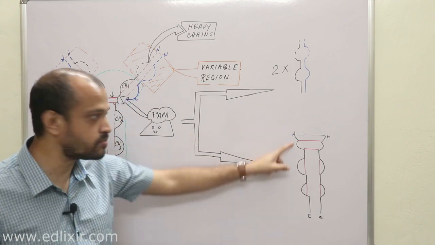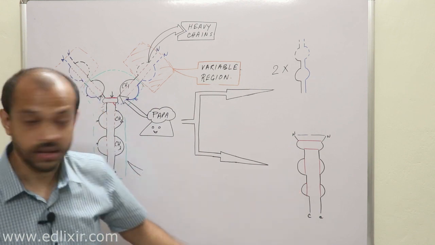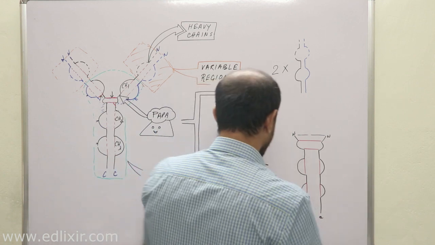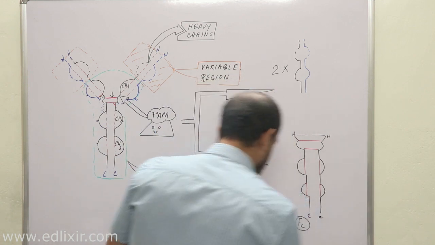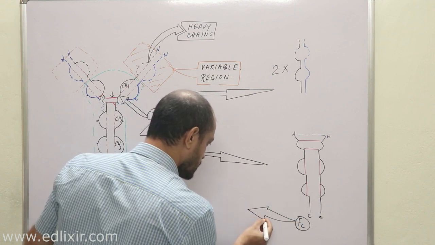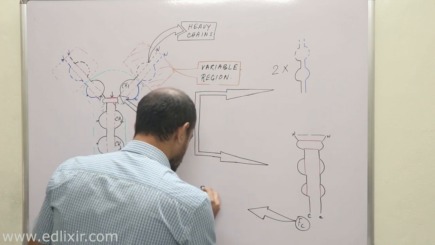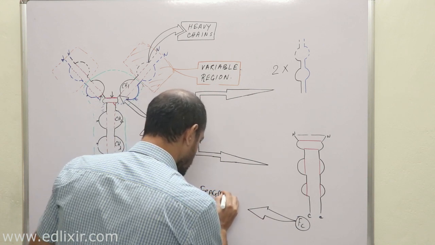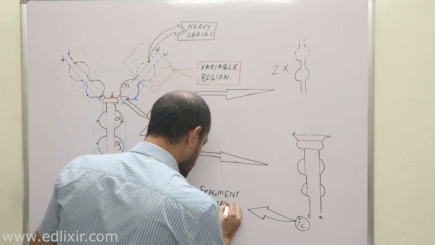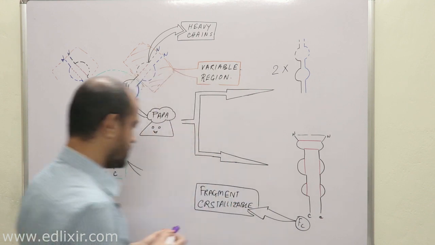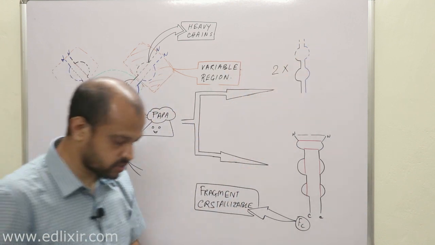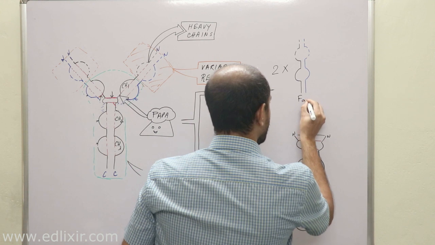This portion having an intact disulfide bridge is called the FC portion, because this portion can crystallize. Why FC? FC stands for fragment crystallizable. Now listen, these portions are called FAB. So there are two FAB portions.